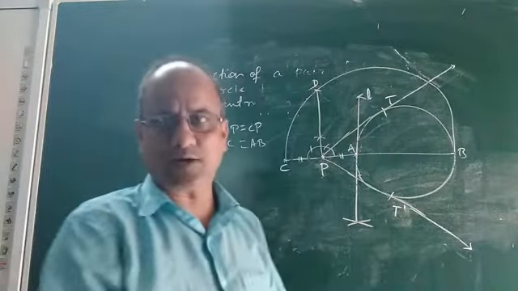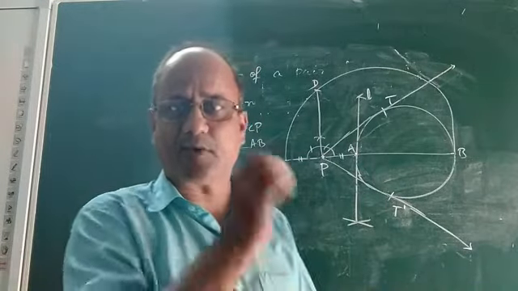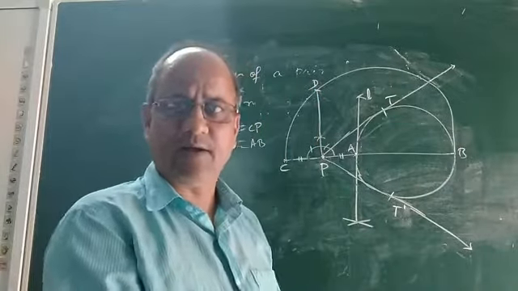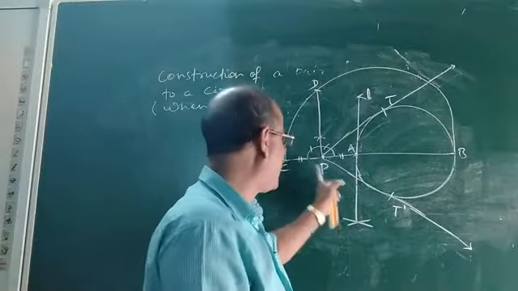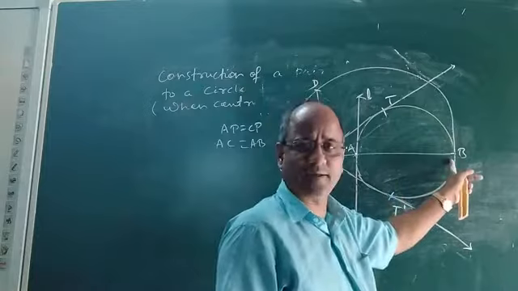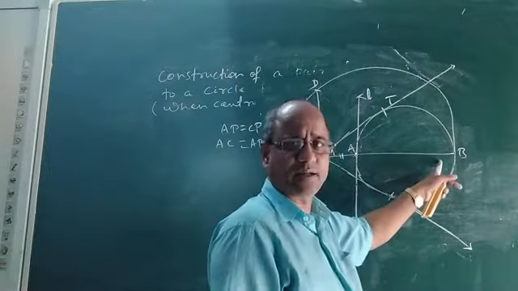So children, I hope you understood the algorithm behind drawing a pair of tangents from an external point to a circle when its center is not known. Once again I am discussing it so that you will understand it better. So the first step is what? You are given the external point. From this point you draw a second line. Suppose you name it PAB.